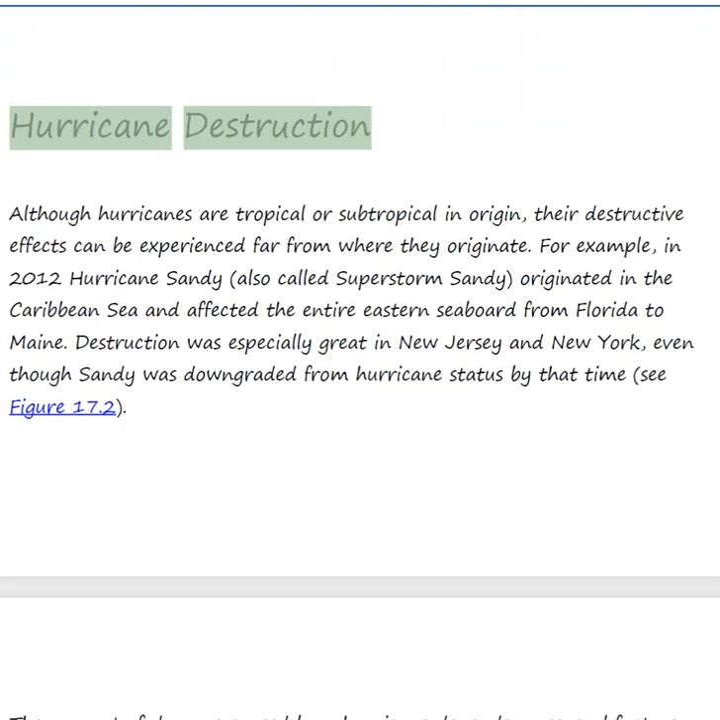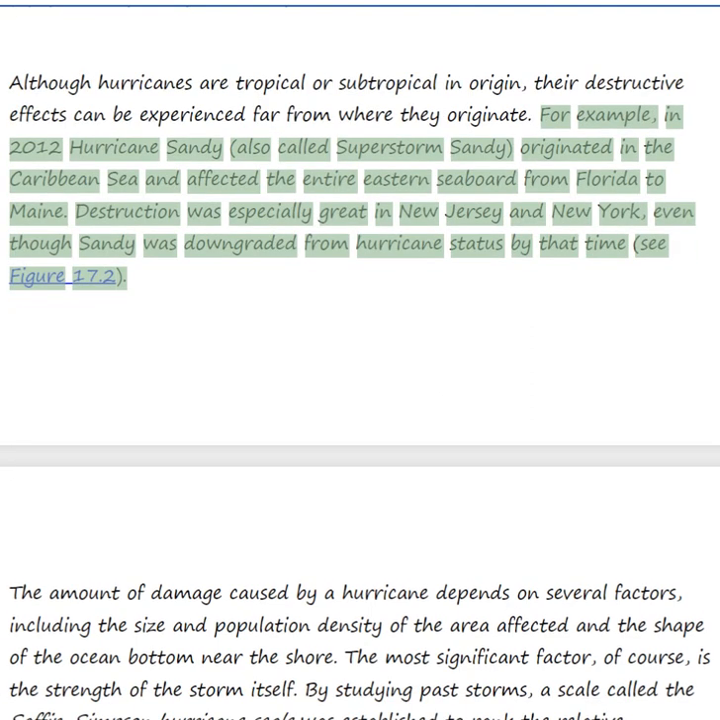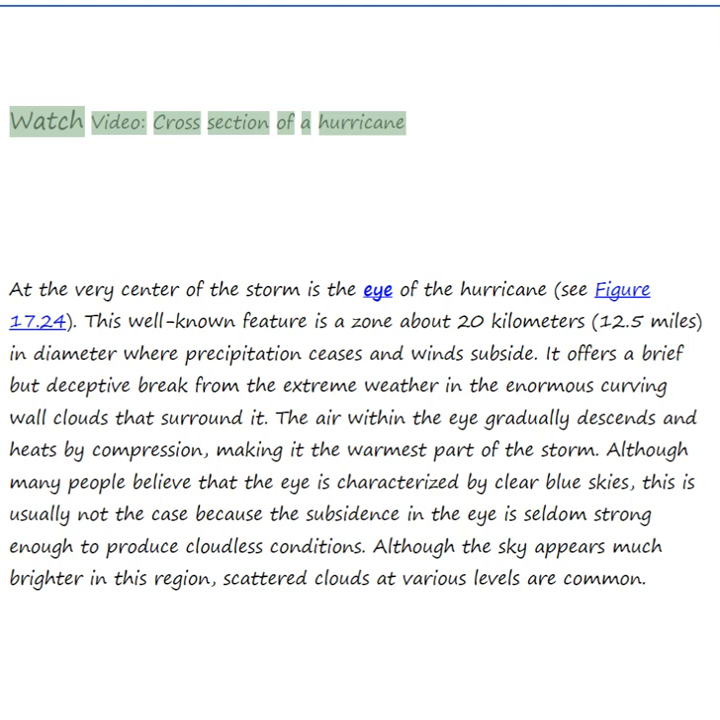Hurricane destruction. Although hurricanes are tropical or subtropical in origin, their destructive effects can be experienced far from where they originate. For example, in 2012 Hurricane Sandy originated in the Caribbean Sea and affected the entire eastern seaboard from Florida to Maine. Destruction was especially great in New Jersey and New York, even though Sandy was downgraded from hurricane status by that time. Watch video, Cross-section of a hurricane.